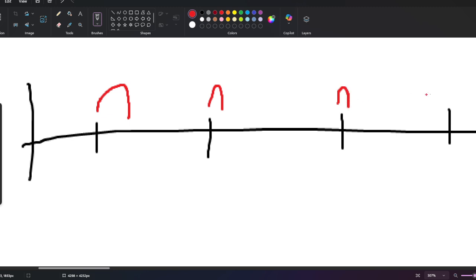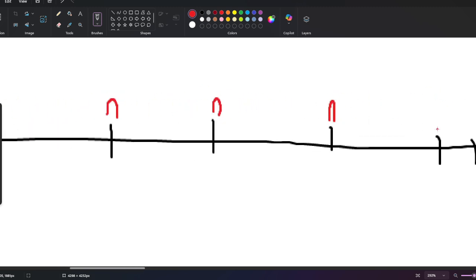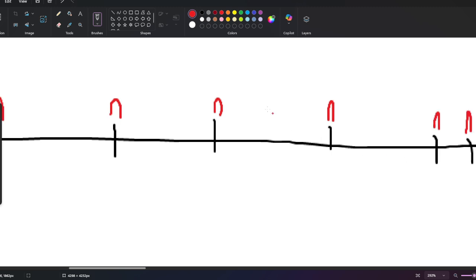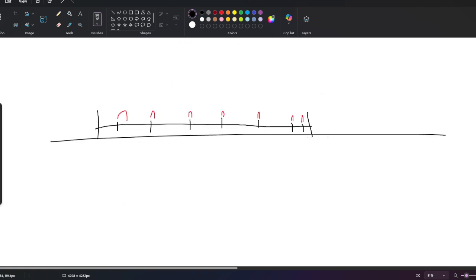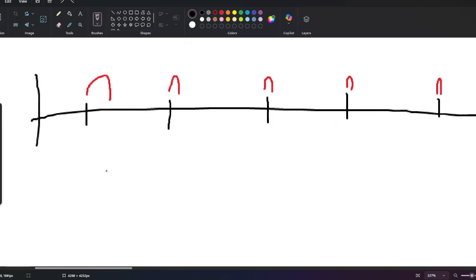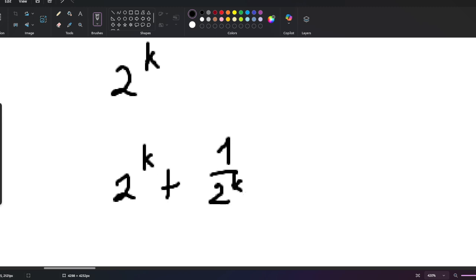You can see that essentially it's slowly decreasing the distance. However, neither of these converge, so the limit points definitely are not contained within. As an example of this, let's take 2 to the power of k and 2 to the power of k plus 1 over 2 to the power of k. We're doing that for k greater than or equal to 1.